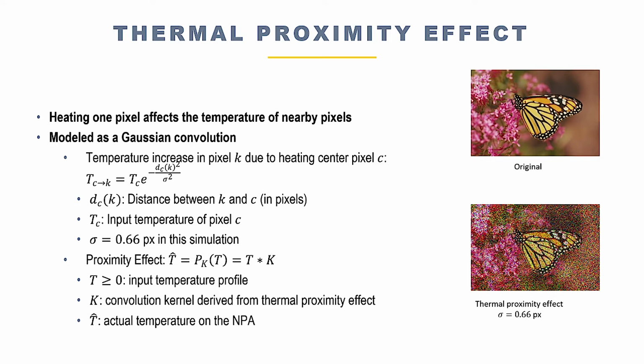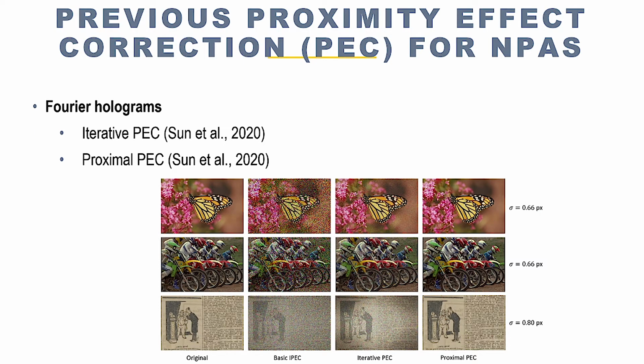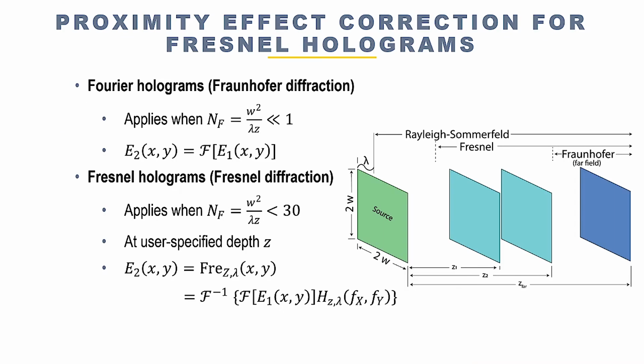It is therefore necessary to perform the proximity effect correction, or PEC. It is also important to note that the solution must be non-negative in the correction because there is no cooling capacity. Several PEC methods for Fourier holograms have been proposed in Song et al. 2020. The proximal PEC method, or PPEC, can achieve good correction effectiveness.